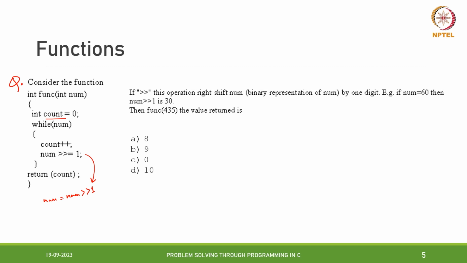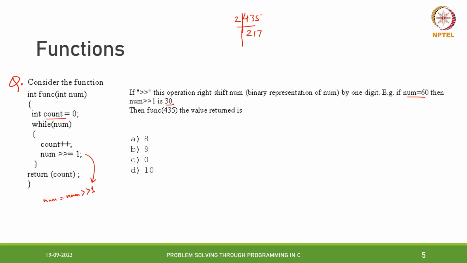I'll show an example. The effect is that if num is 60 and you do a right shift by 1, the value becomes 30, because it will be divided by 2. You can figure out why. That is a pretty interesting way to do a division. It will divide it by 2. Now let's first convert this.